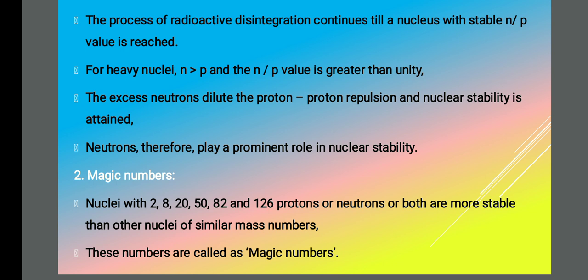புரிஞ்சிருக்கும்னு நினைக்கிறேன். I'll repeat. So heavy nuclei பார்த்தீங்கன்னா n by p ratio வந்து greater than 1 இருக்கும். ஸோ அப்போ என்ன நடக்கும்னா, நியூட்ரான்ஸ் என்ன பண்ணுன்னா, they dilute the proton-proton repulsion and nuclear stability will be attained. அது என்ன பண்ணுன்னா, proton-proton repulsion வந்து என்ன பண்ணுன்னா, it dilutes the thing. ஸோ அப்படி dilute பண்ணும்போது ஆட்டோமேட்டிக்காக nuclear stability will be attained. Thus இந்த நியூட்ரான் பார்த்தீங்கன்னா they play a very important role in nuclear stability. Is it clear with the point?